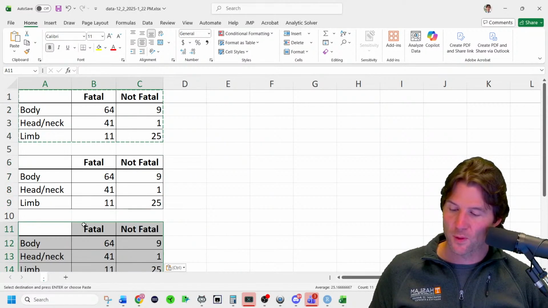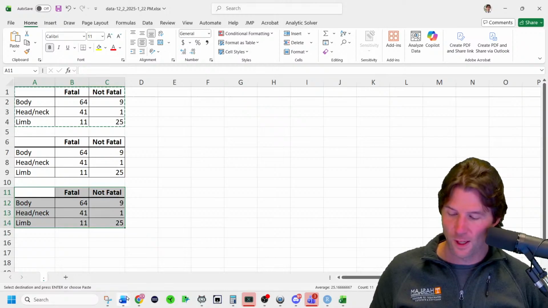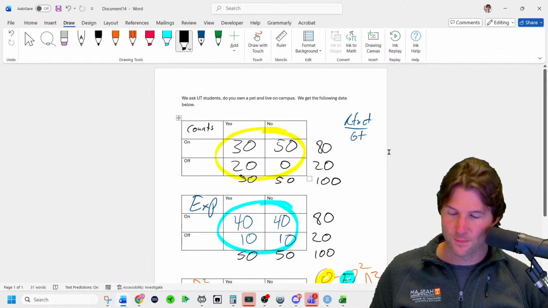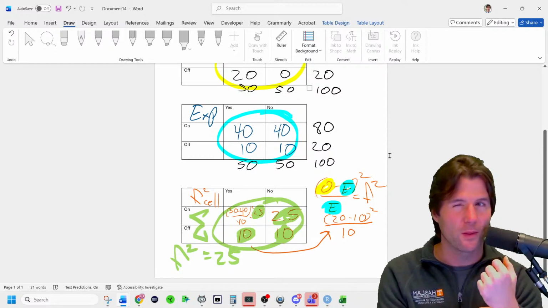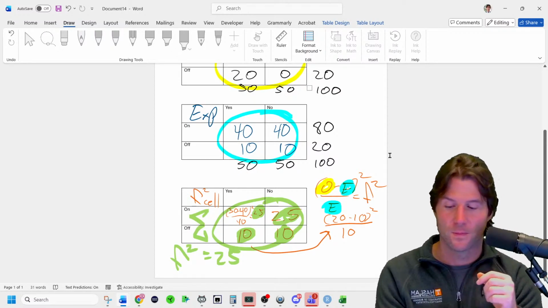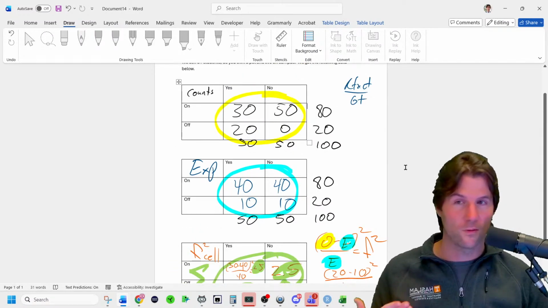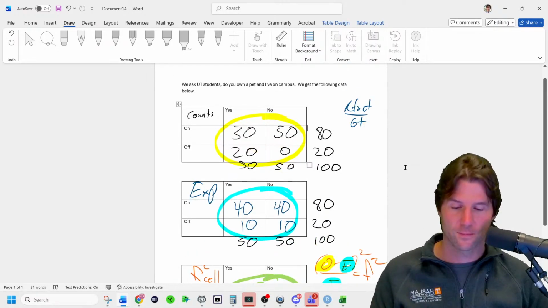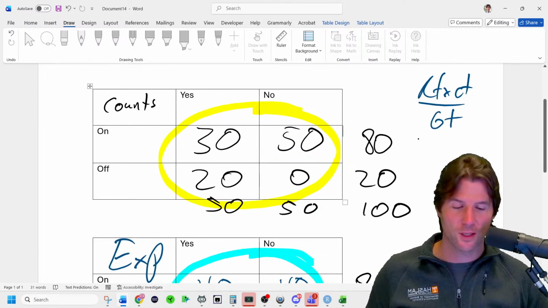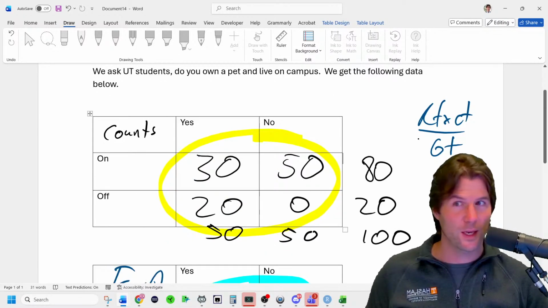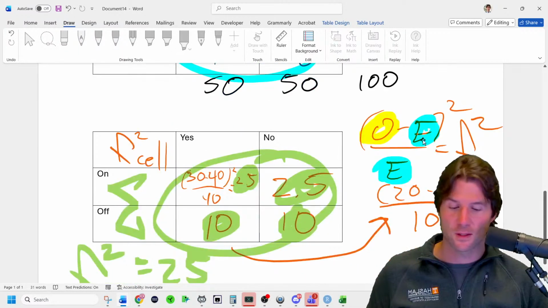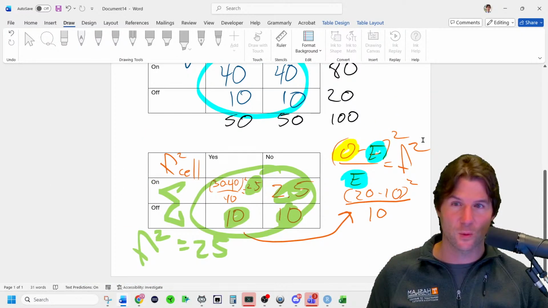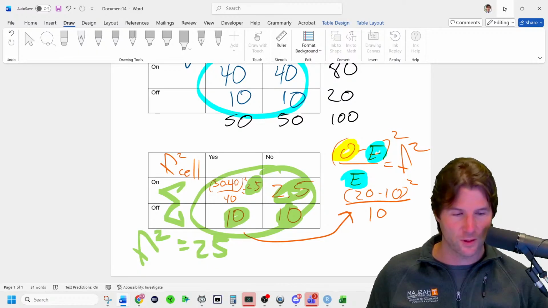Why are we making 3 copies of this table? Who can tell me why? We need one for the observed, one for the expected, and one for the cell chi-squareds. And you can see the formulas right there. There's the formula for the expected: row total times column total over grand total. Then you find all the expecteds. Then you get the cell chi-squareds: observed minus expected, squared, over expected.